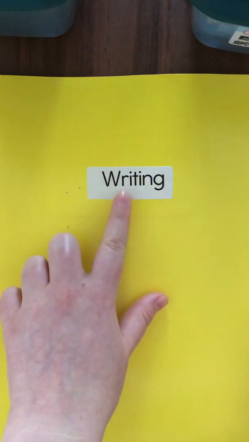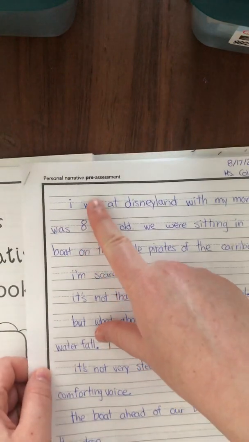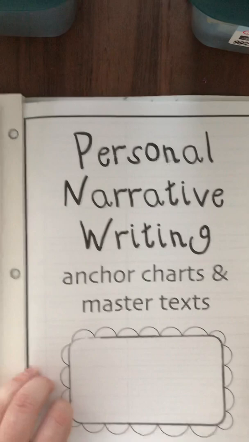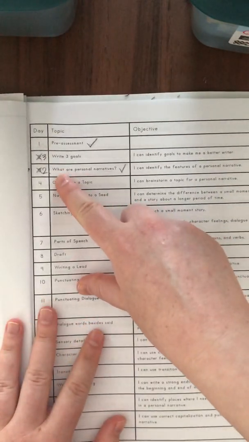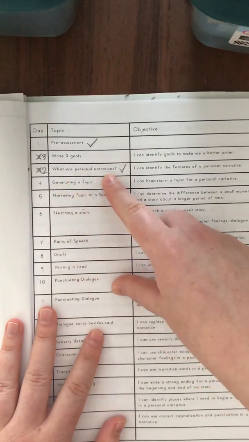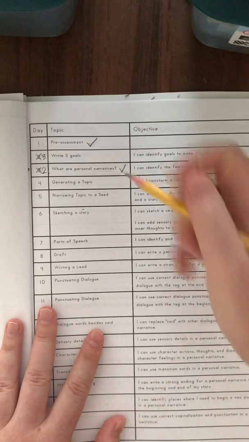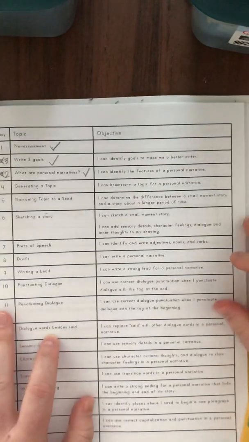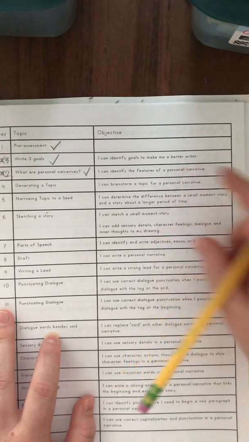Okay, second graders, the materials you need for today's writing lesson are your yellow writing folder, and you should also have your pre-assessment, which should actually be in your yellow writing folder. So let's look at our list of tasks. Yesterday, we did the lesson, What are personal narratives? Today, we're going to write 3 goals. The objective for today is, I can identify goals to make me a better writer.